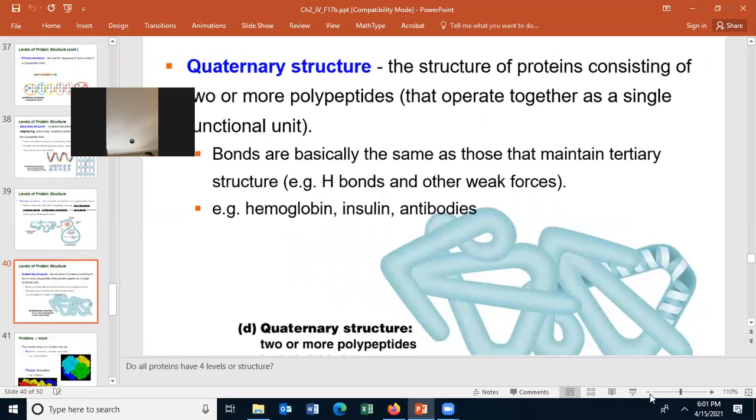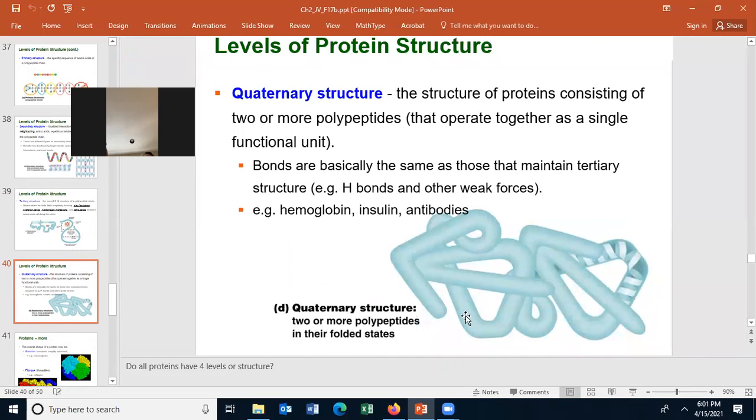Let me shrink this down. The proteins that have the quaternary structure are proteins that are made up of 4 different polypeptides to make the final protein. So if the protein is made of more than 1 polypeptide, there will be a quaternary structure, like hemoglobin is an example of a protein that has quaternary structure.